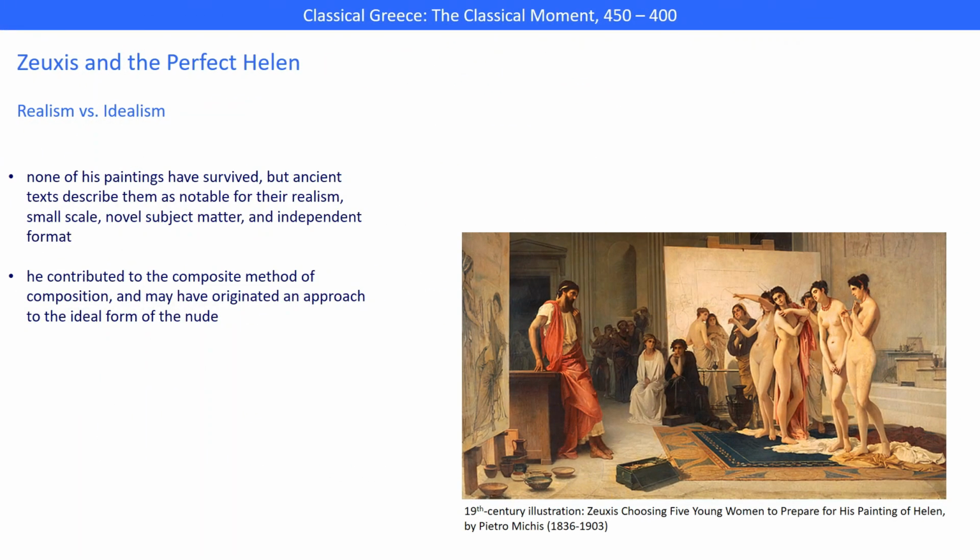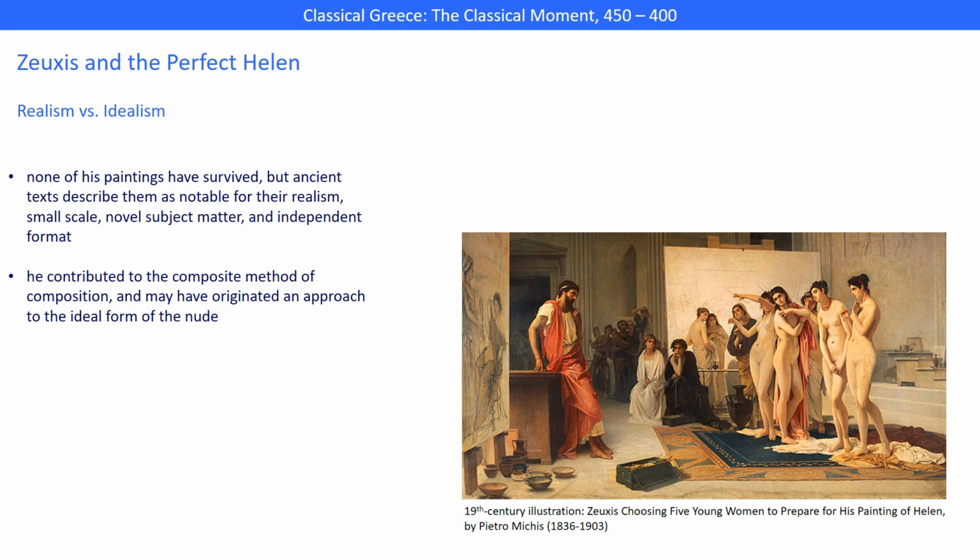To elaborate a bit further on how the two concepts merge, we'll look at an anecdote about the painter Zeuxis and his painting of Helen of Troy. As is the case with almost all classical panel painting, none of Zeuxis's works have survived, but ancient texts describe them as notable for their realism, small scale, novel subject matter, and independent format.